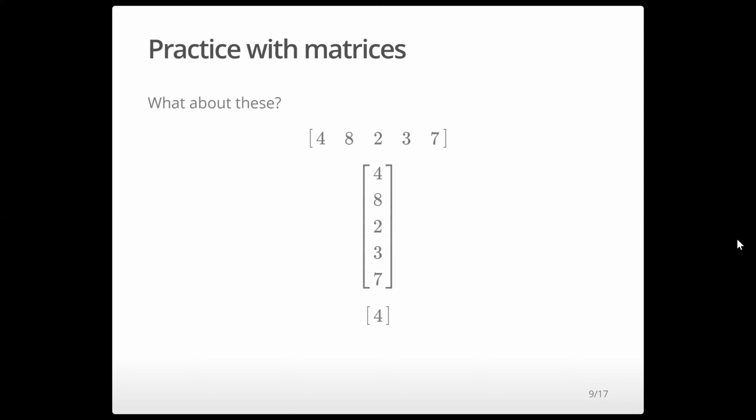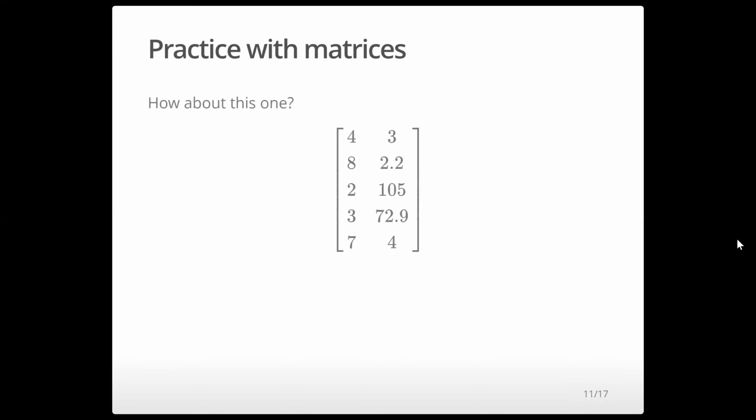What about these three? This first one is a row vector, the second one is a column vector, and the last one is a scalar. And how about this? This isn't a special matrix, at least I don't think it is. This is just a generic 5 by 2 matrix.